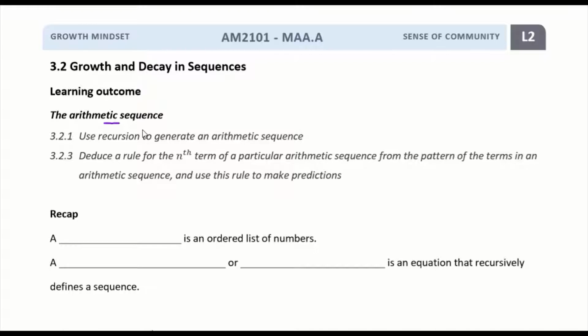There are two learning outcomes that we need to achieve for today's lesson. The first one is you need to know how to use recursion to generate an arithmetic sequence. I hope that you still remember what a recursion rule is from the previous lesson. The second one is how we can deduce a rule for the nth term for a particular arithmetic sequence. We are going to use this rule to make predictions. For example, if you are given the first term to the fifth term, how can you jump straight to the 50th term? That's the idea for today.